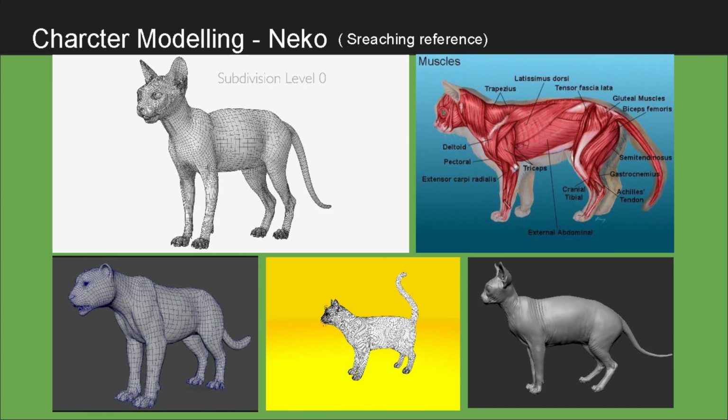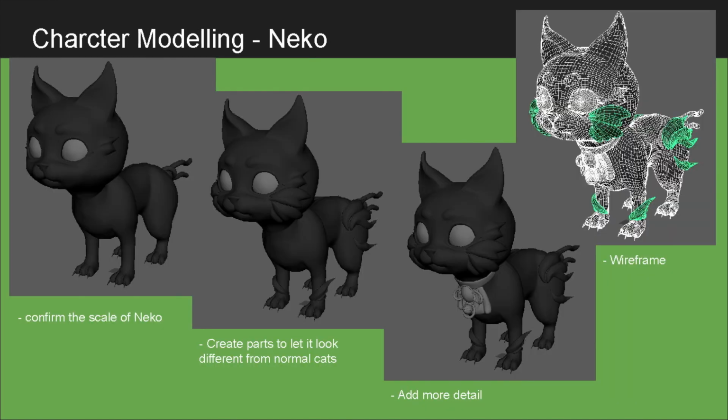As usual, right before anything, we need some reference to study what a cat looks like. I researched numerous photos about the scale of a cat, how their muscles work, where the muscles are placed, and how they look. I also studied models created by other artists and figured out how they modified the wireframe to make it look like a real cat. After all this study, I started to modify my own model.